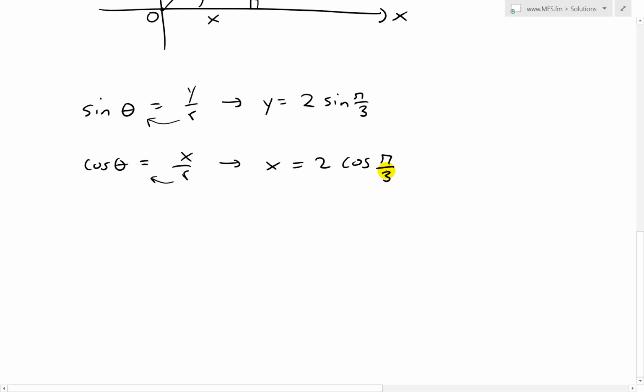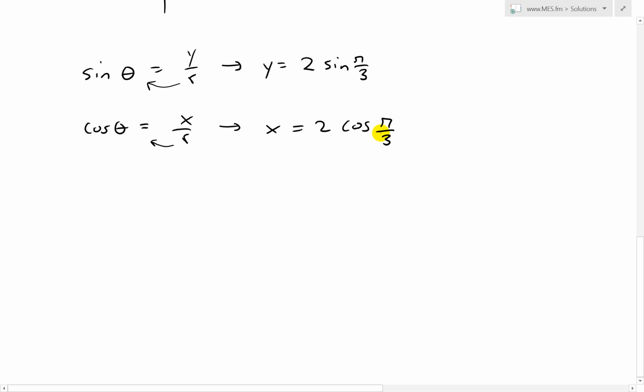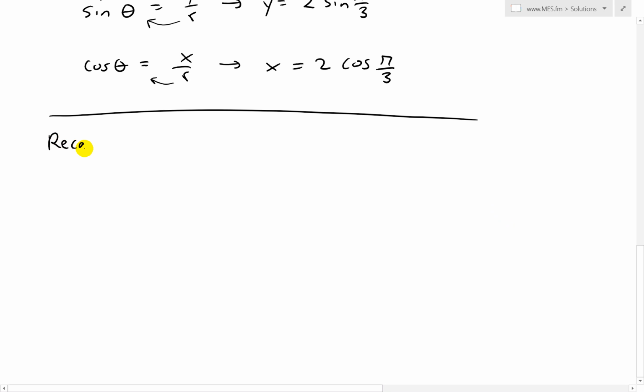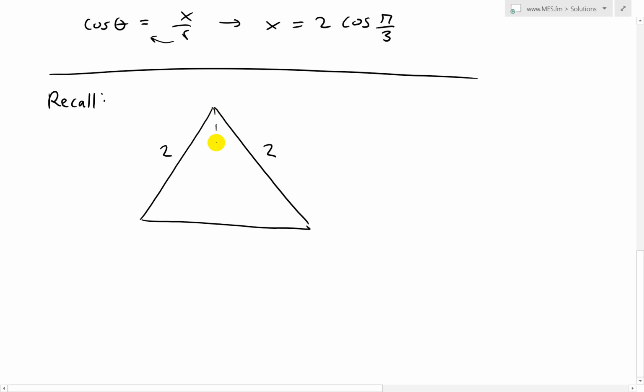Now we can solve these, as we know the exact trig ratios for cosine and sine of pi over 3. I'll put the link in the description below to a video I made on exact trig ratios. As a quick memorization tool, let's draw a symmetric triangle where all the sides are length 2. I'm going to split this in half, so this is 1 and this is 1. This is an equilateral triangle, so all the angles are the same, and they add up to 180 degrees, or pi. Splitting that into 3s, this one is pi over 3 as well.